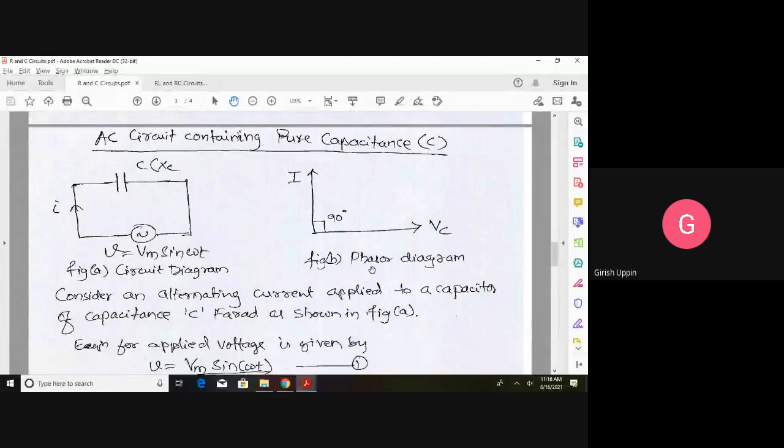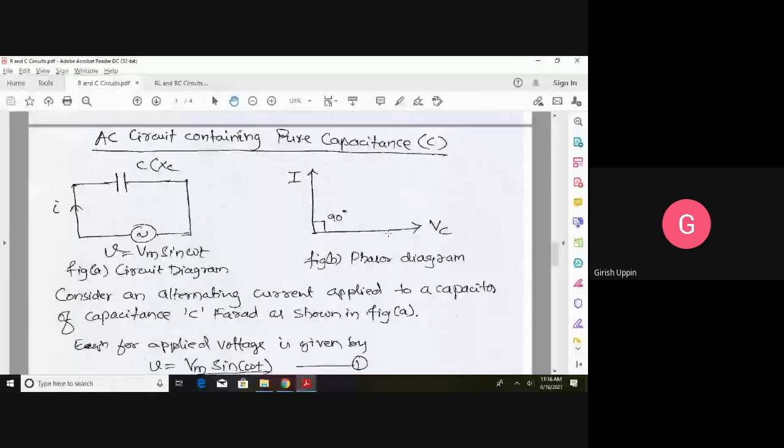That is why the current I is having a phase difference of plus pi by 2. That is why we are showing it on the top. So with respect to V, the current is at 90 degrees. The angle between the current and the voltage across the capacitance is 90 degrees.